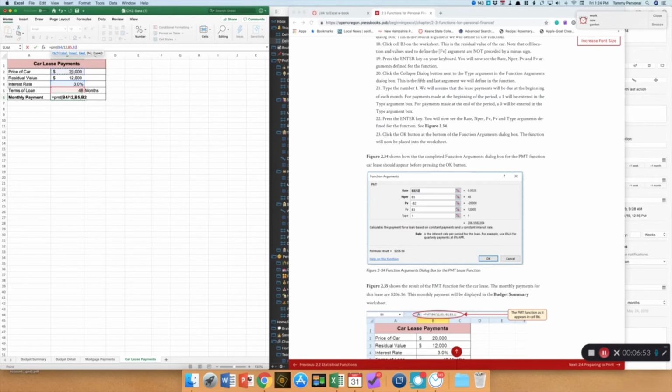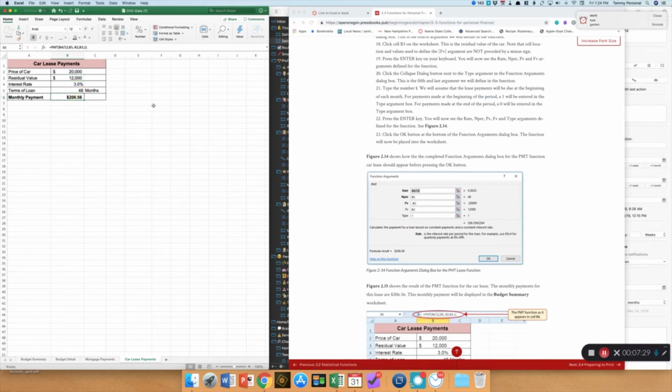We want that to be a negative number. And then the future value, right, so the present value is how much we're buying the car for, essentially. The future value, or the residual value, is how much we're going to be able to sell it for at the end. And then you can give it a type. It doesn't really matter all that much. It defaults to 1. And so that'll be our monthly payment.